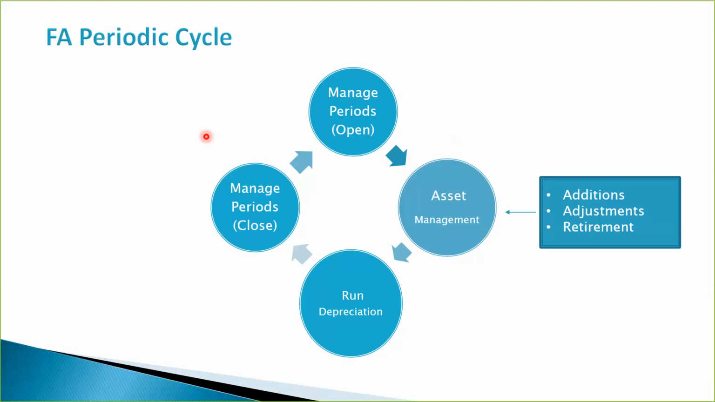But this is a good overview of the FA periodic cycle and where each of those business processes that we've talked about fall. So the thing to remember is that these asset management activities are as need arises. If there are additions to be made, if there are adjustments to be made or retirements to be done, you'll do them, but not mandatory. But depreciation has to be run for the assets in your books.